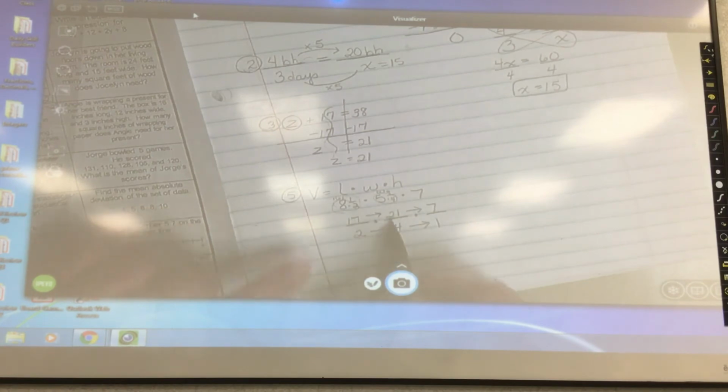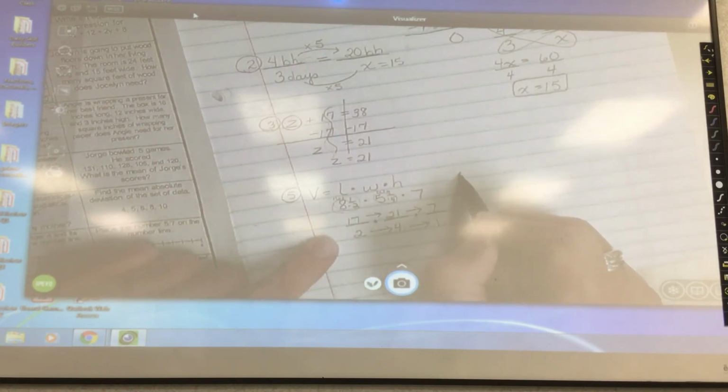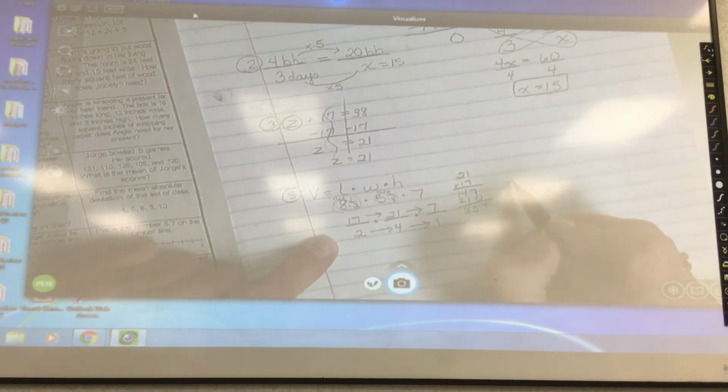So I don't know 17 times 21, so I'm going to come over here and do it. 21 times 17. 7 times 1 is 7, 7 times 2 is 14, add a 0, 1 times 1 is 1, 1 times 2 is 2, and I'm just doing this as quick as I can, 357. So now I have 357 times what?